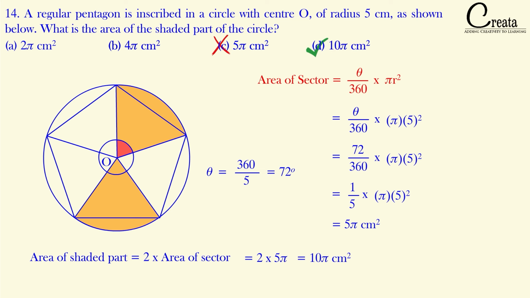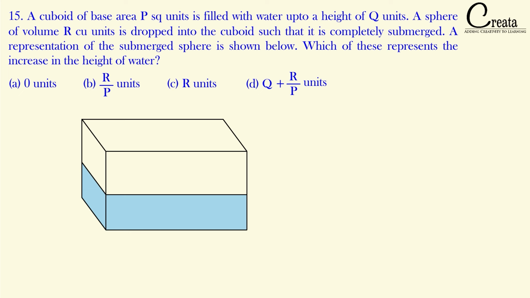So we have done with this question. Let's move to next question. Let's take down this question. Here a cuboid of base area P is given. This is a cuboid. The area of the base is P square units, and it is filled with water up to some height. The height is given as Q units. It is filled with water up to the Q units height.